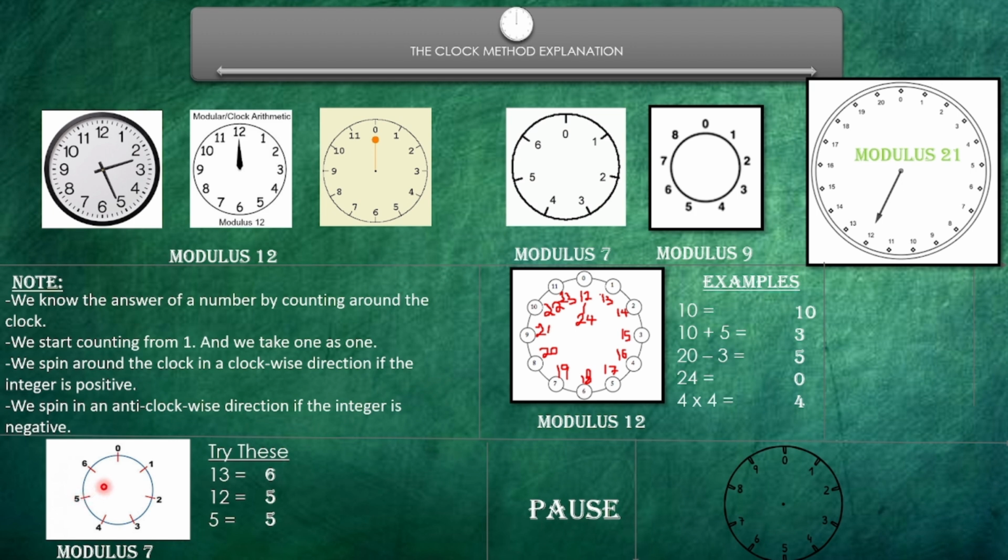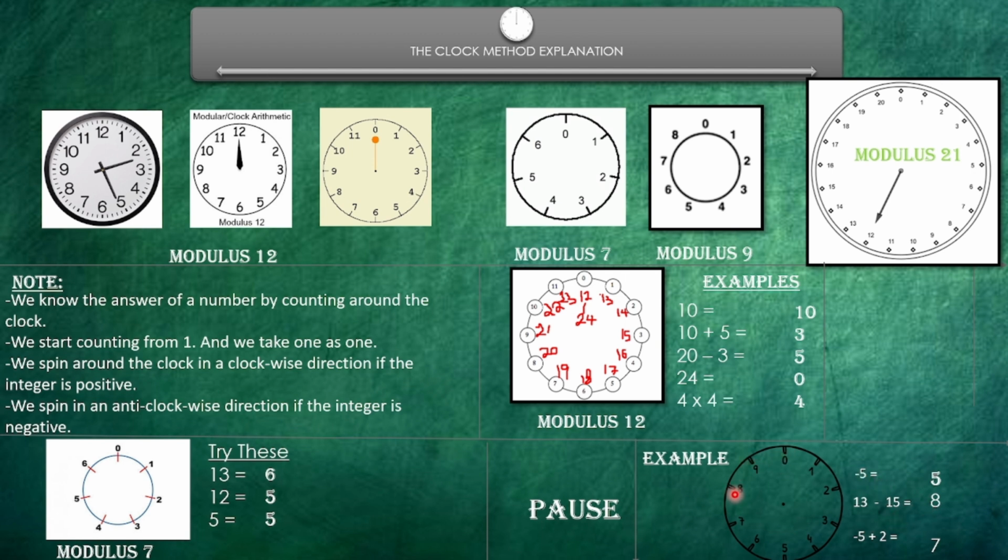So when we look at some negative ones, let's take some examples: minus 5, minus 13 plus 15, and minus 5 plus 2. We're going to have 5. As we said, we spin around the clock in a clockwise direction if the integer is positive. That's all we've been doing here. If the integer is negative, in the clock method, you spin anti-clockwise, which is opposite of the clock direction. So we're going to have minus 5.